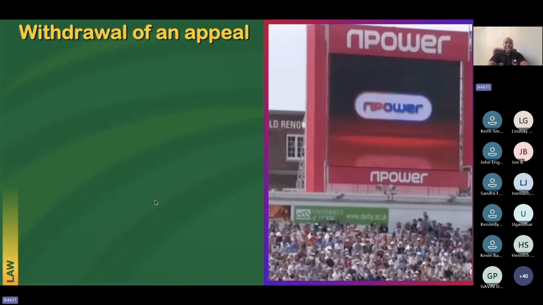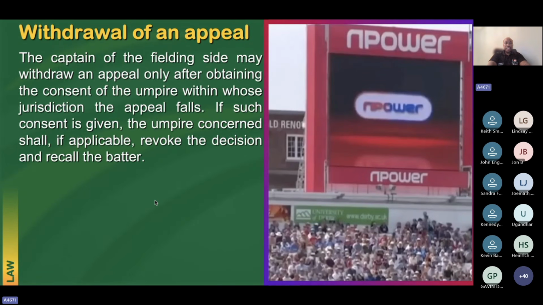Can an appeal be withdrawn? Yes, the captain of the fielding side may withdraw an appeal only after obtaining the consent of the umpire within whose jurisdiction the appeal falls. If such consent is given, the umpire concerned shall, if applicable, revoke the decision and recall the batters.